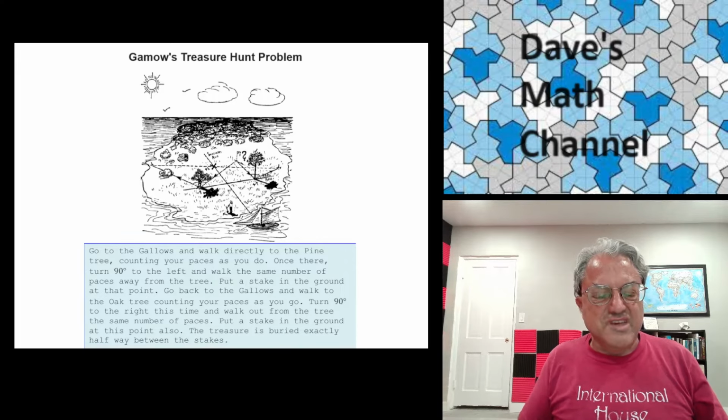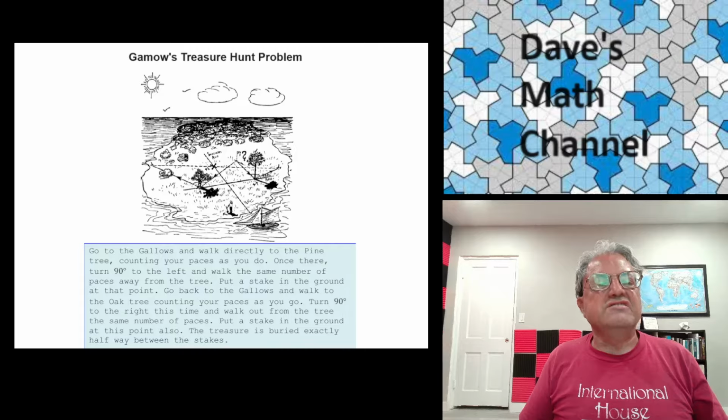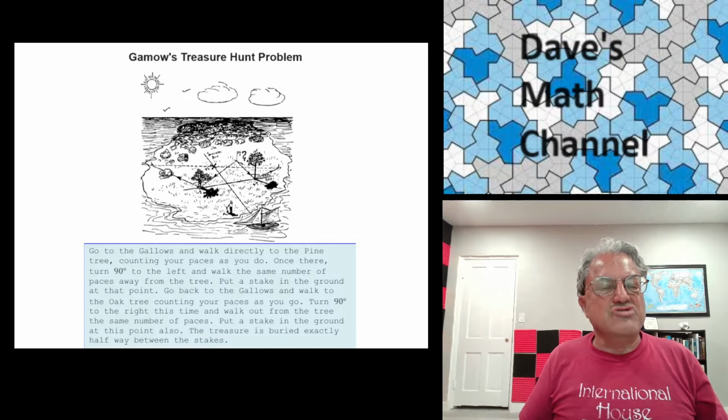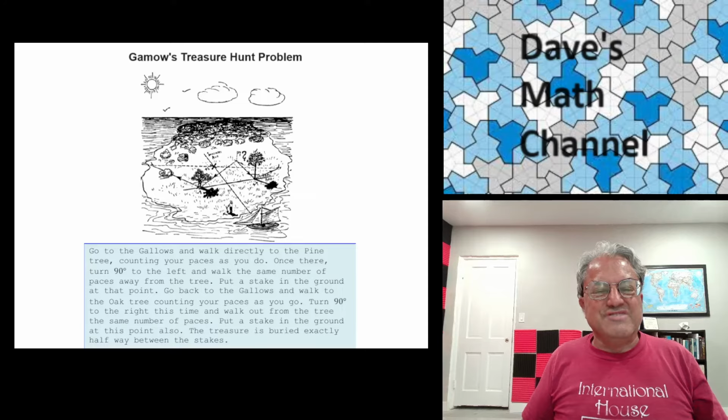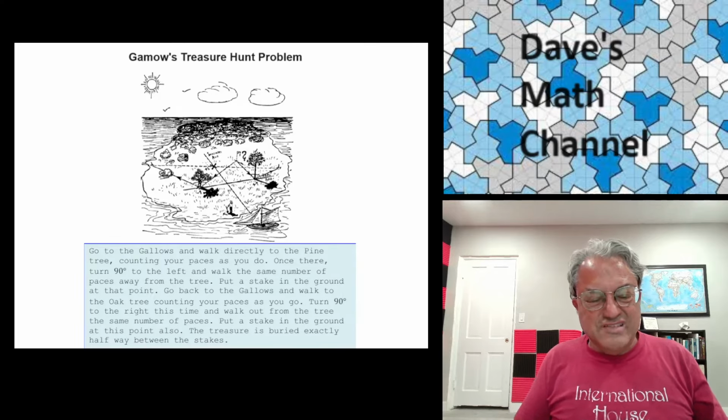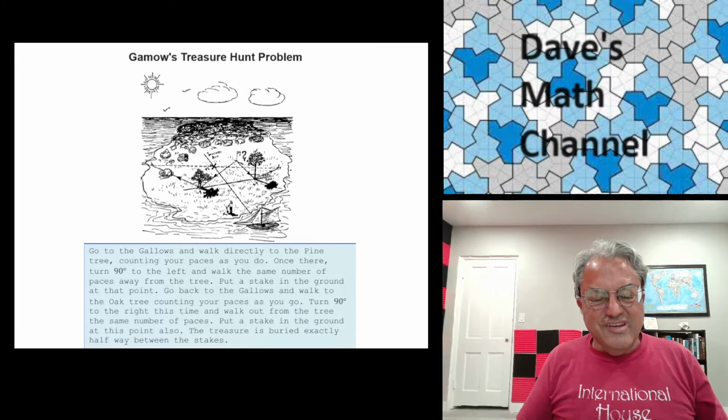So here's what the instructions said: go to the gallows pole. So there's a gallows pole on this island. You can kind of see it. I think it's marked with a gamma. But they said, go to the gallows pole and walk directly to the pine tree, counting your paces as you do. So you'll see that there's two trees in this picture, too. There's an oak tree on the left and a pine tree on the right. And Gamow also said that those weren't the real types of trees on this island because you probably wouldn't find an oak tree and a pine tree on a desert island. But he said that that's what he was translating into different kinds of trees. So anyway, that's the first instruction.